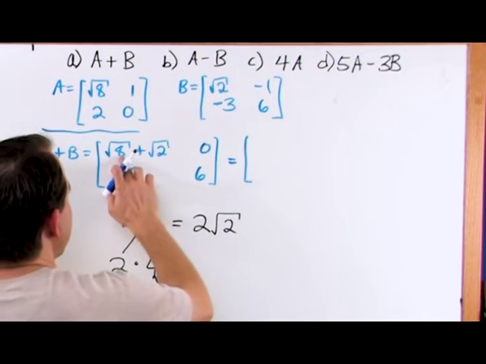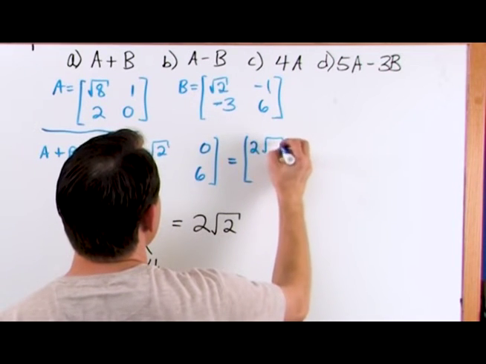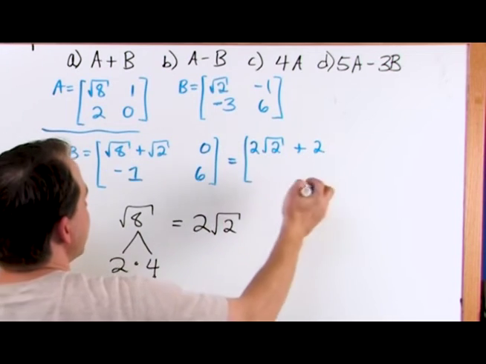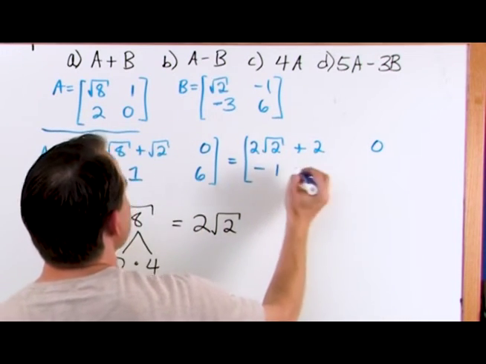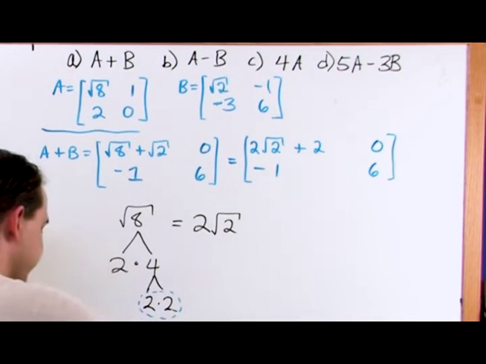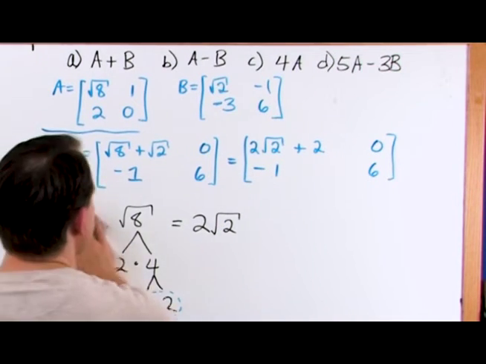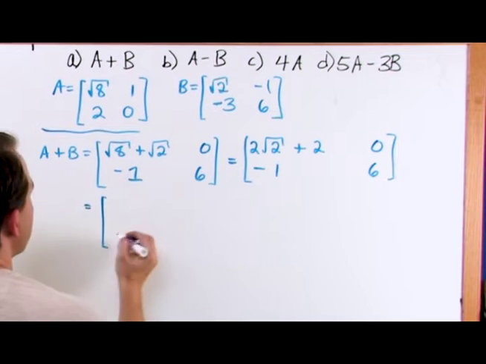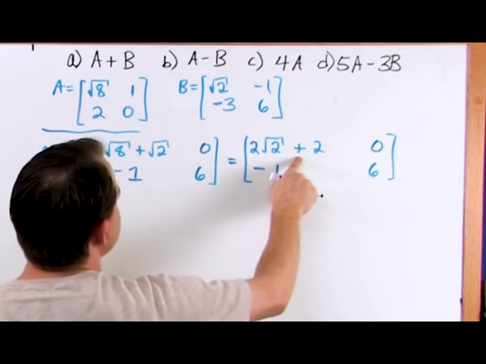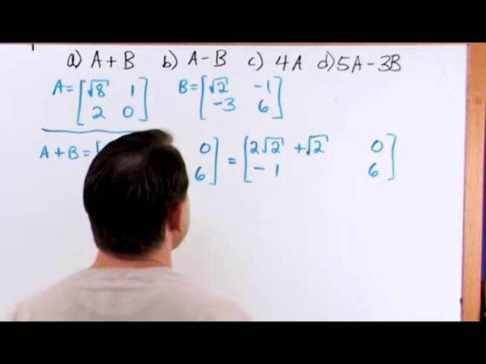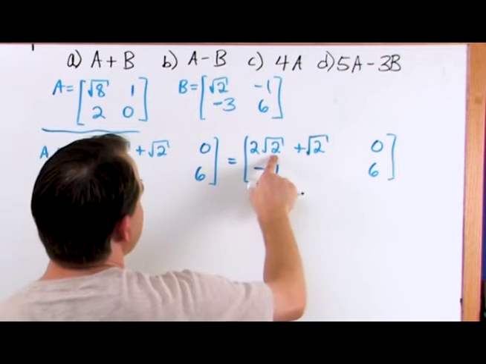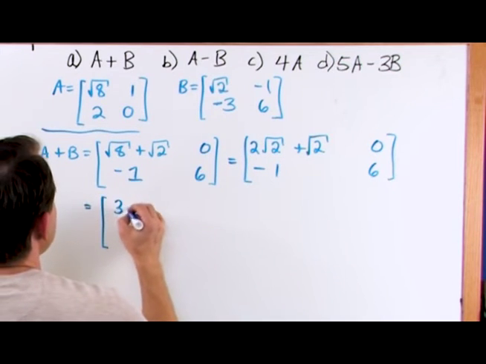So I can write this as 2 times the square root of 2 plus 2. That's still the same element. I haven't done much with it yet. I'm just simplifying it. 0, negative 1, and 6. And I think you'll see why I did that here in just a second when we complete the simplification. The reason I did that is because now when I write it that way, 2 times the square root of 2 plus, actually this should be the square root of 2, okay? From here, square root of 2. Because this is 2 times the square root of 2 plus the square root of 2, that's just 3 times the square root of 2.